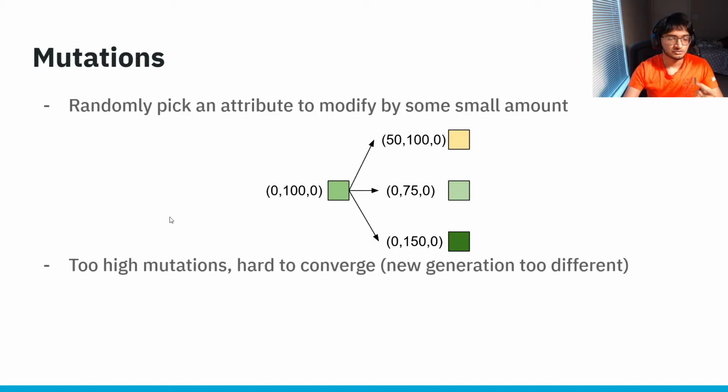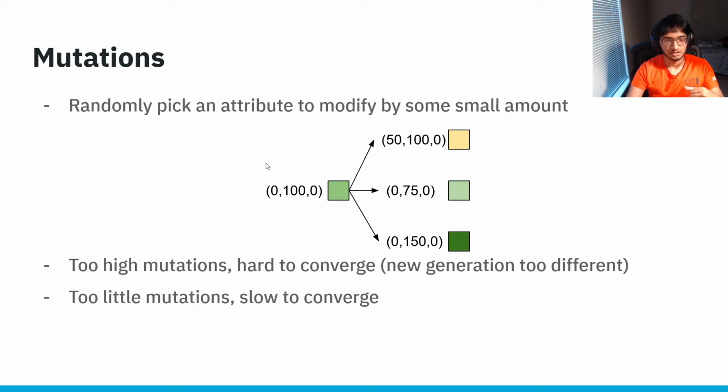The issue is if you have too high mutations, it's hard to converge. If you end up changing everything so much every single time, the new generation is essentially an entirely new generation. So you want to make sure there's some semblance of attachment to the prior generation. And if there's too little mutation, it's slow to converge. This normally wouldn't be too bad of a thing, but as we'll see later, being slow in a genetic algorithm is really bad.